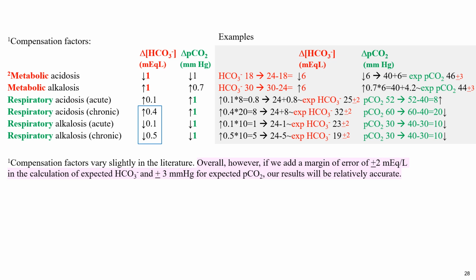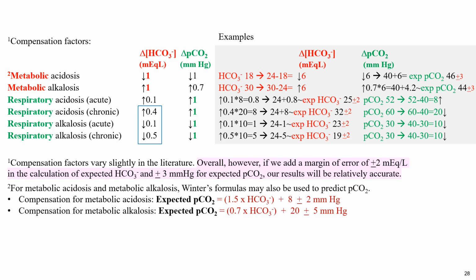For severe metabolic acidosis or alkalosis, Winter's formulas may be used instead of compensation factors provided in the table above for better accuracy. For metabolic acidosis, the expected PCO2 can be calculated as 1.5 times bicarbonate plus 8, plus or minus 2. For metabolic alkalosis, the expected PCO2 may be calculated as 0.7 times bicarbonate plus 20, plus or minus 5.